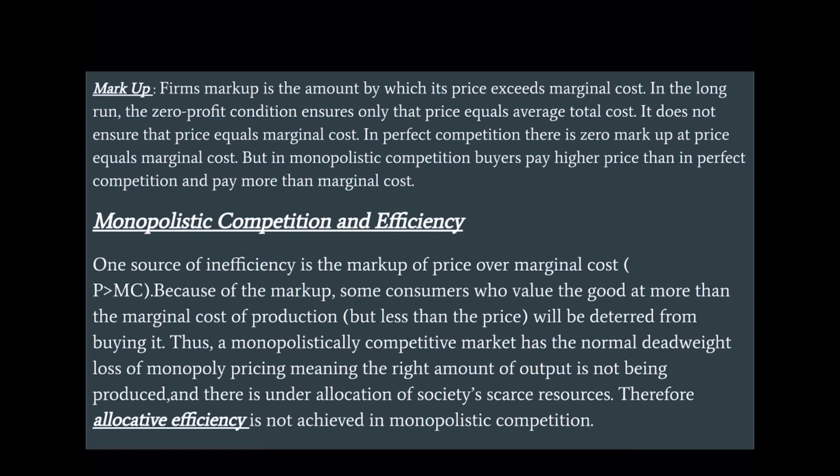Monopolistic competition and efficiency. One source of inefficiency is the markup of price over marginal cost, where price exceeds marginal cost. Because of the markup, some consumers who value the good at more than the marginal cost of production but less than the price will be deterred from buying it. Thus, a monopolistically competitive market has the normal deadweight loss of monopoly pricing, meaning the right amount of output is not being produced and there is an under-allocation of society's scarce resources. Therefore, allocative efficiency is not achieved in monopolistic competition.